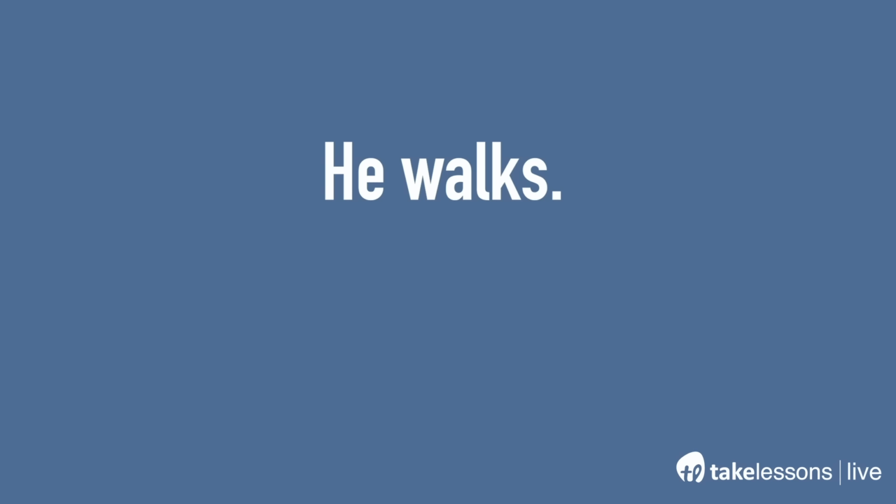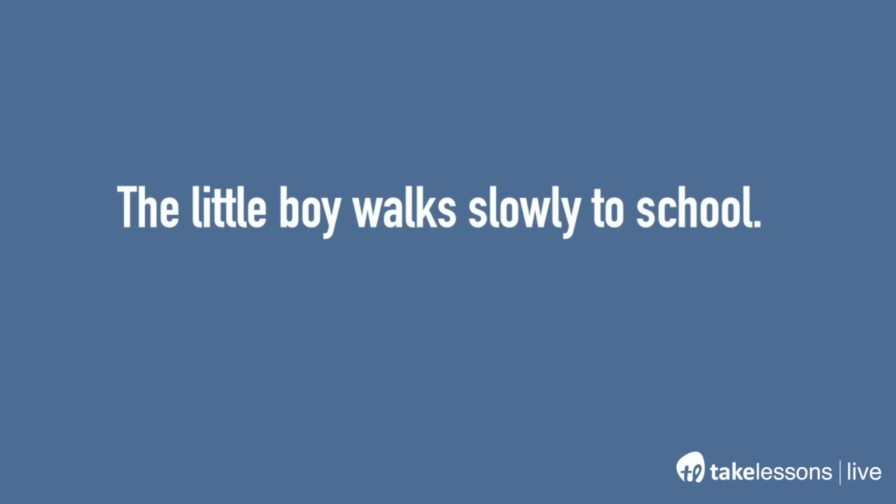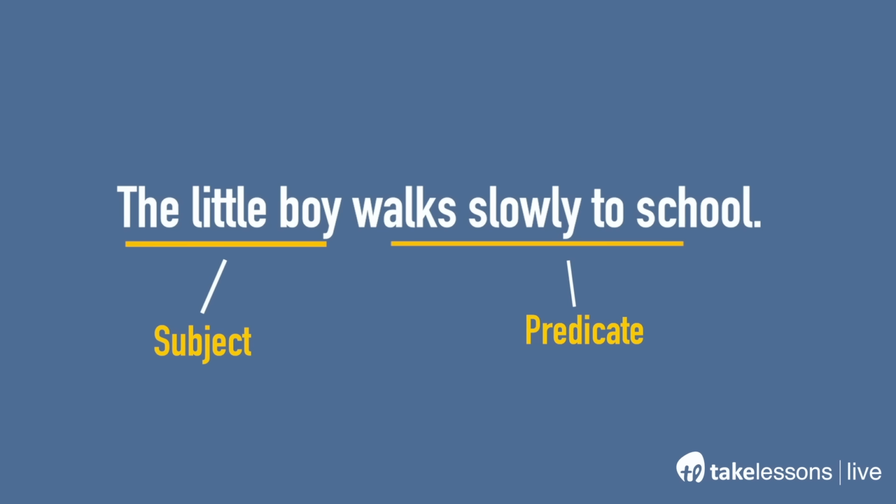He walks. He is the subject. Walks is the predicate. Let's add some words onto both the subject and the predicate. The little boy walks slowly to school. The little boy is the subject. Walks slowly to school is the predicate.